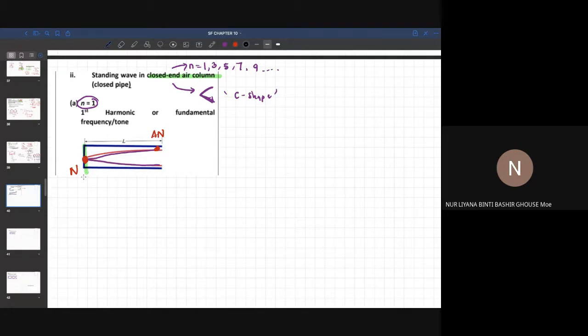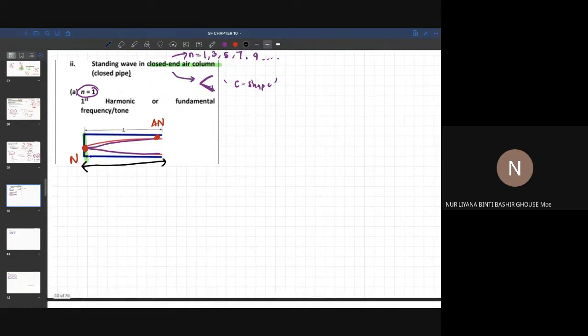Okay, lepas tu Miss nak tanya, daripada hujung sini sampai hujung sini, between a knot and an anti-knot, lambda kita adalah berapa? Between knot and anti-knot, lambda kita adalah berapa? You can type dekat chat box. Lambda over 4. Very good. So daripada hujung N sampai ke anti-knot adalah lambda over 4.